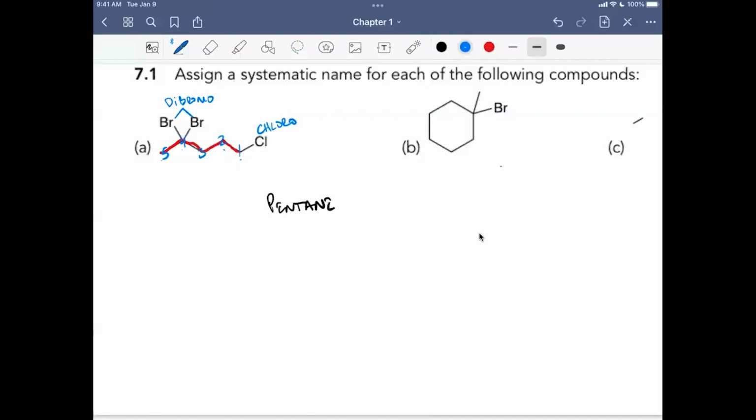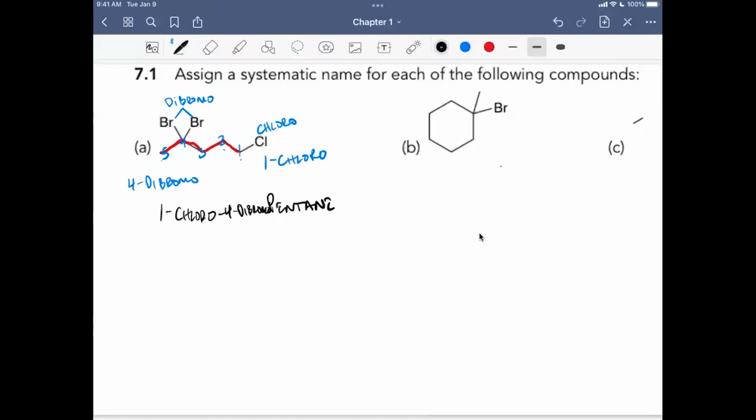All right, so this would be 1-chloro, and this would be 4-dibromo. Okay. Now, third step for this IUPAC nomenclature is putting it all together alphabetically. So A, B, C, D. C goes before D, so the final name would be 1-chloro, 4,4-dibromopentane, and that would be the name there.